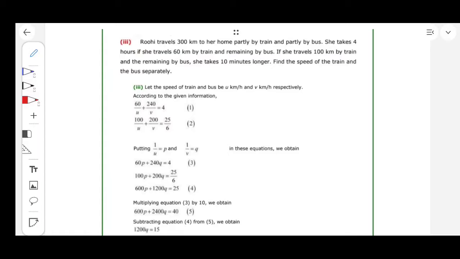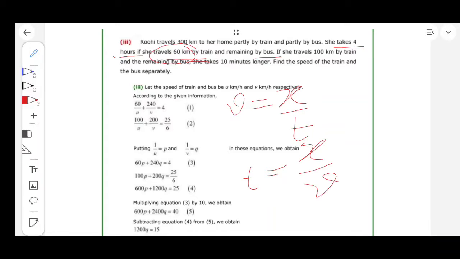Let the speed of the train and the speed of the bus be x km per hour and y km per hour respectively. Speed v equals distance x upon time t, so we can write time t equals x upon v. Using this formula we will write these equations. Clear? So let's see.